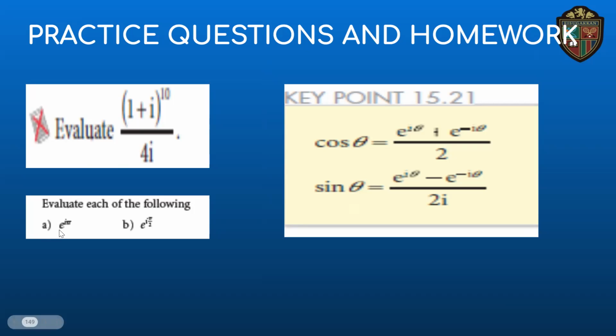This one is in terms of Euler form. And I think I've shown this already, that e to the i pi equals cosine of pi plus i sine of pi. So just give the result. This one here is if your angle is pi over 2.